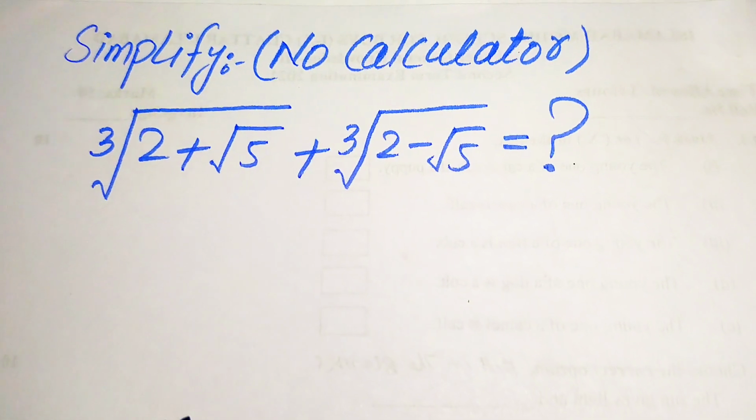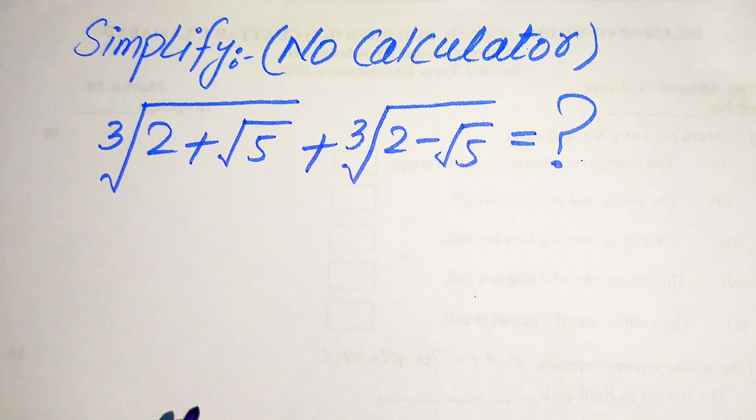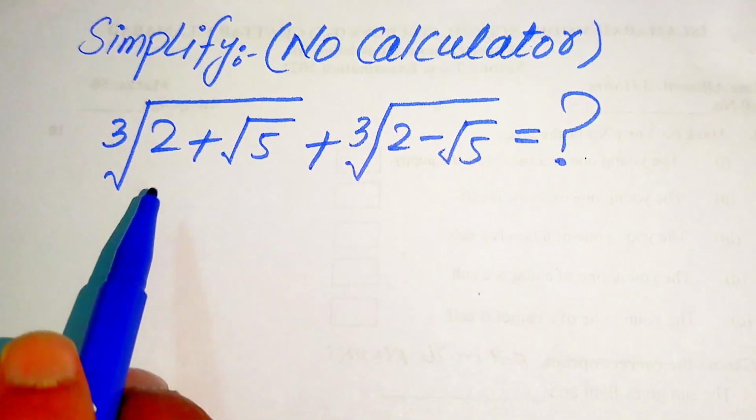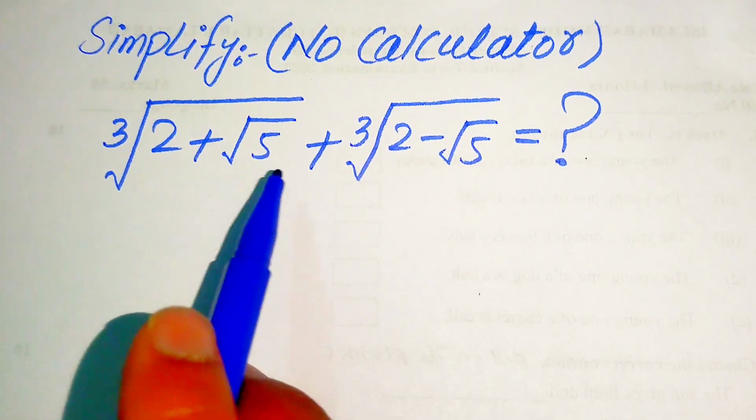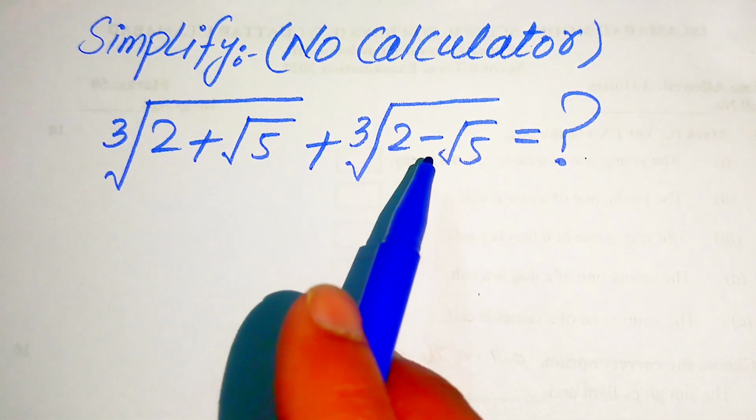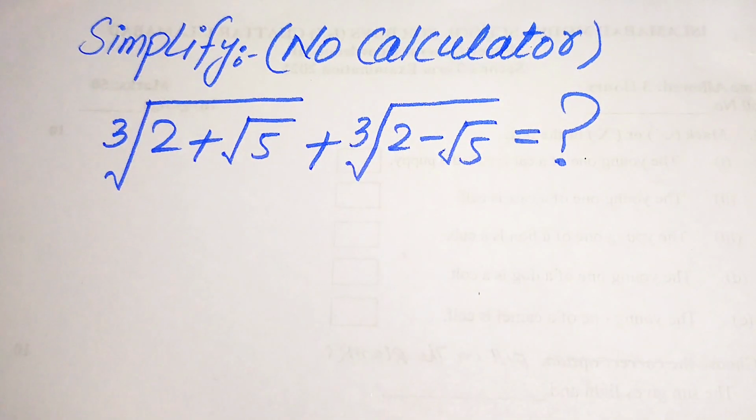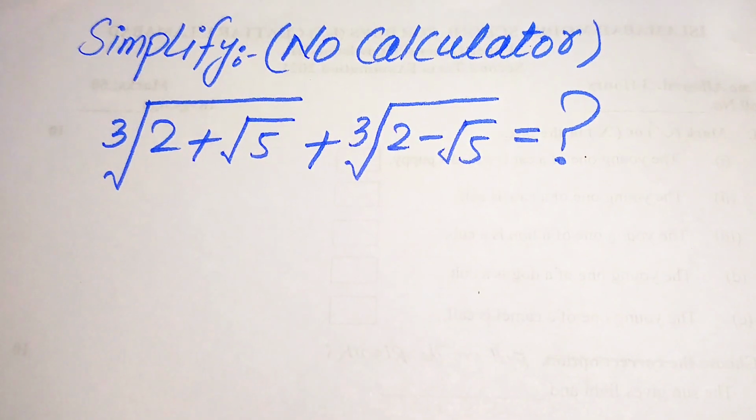Hello everyone, how to simplify this nice algebraic expression. So if we have cube root of 2 plus square root of 5 plus cube root of 2 minus square root of 5, we will write this algebraic expression into the simplified form. But here you remember one thing is that calculator is not allowed in this problem.